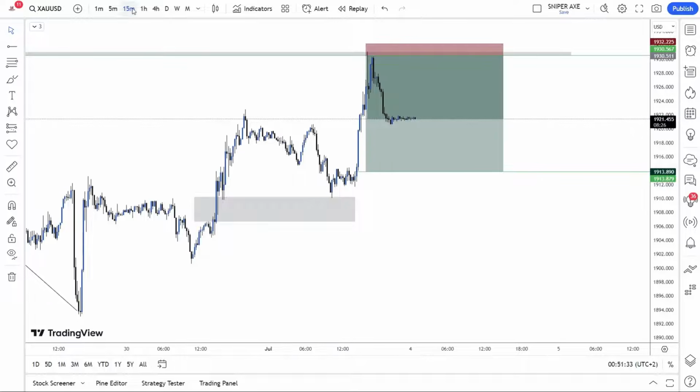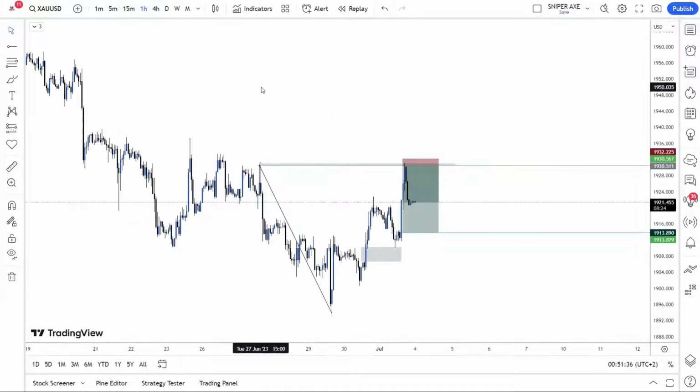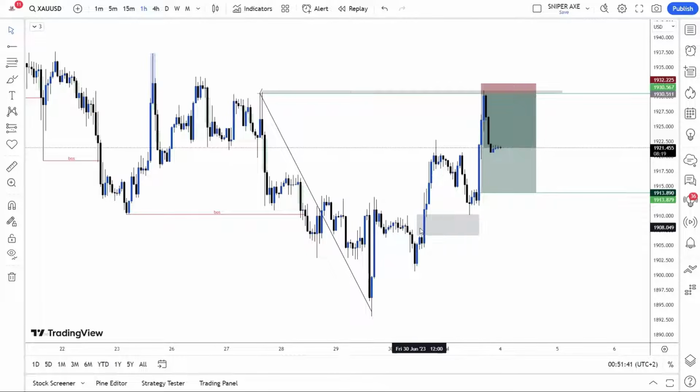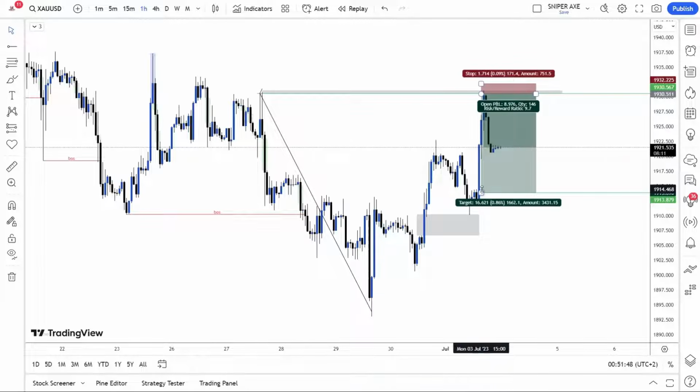But this trade, remember, I took it from the 1 hour time frame, so we have to go back to the 1 hour time frame and look at other imbalances that we have. We're going to realize that there is some imbalance that is still sitting there. So that imbalance can as well be used as a target.